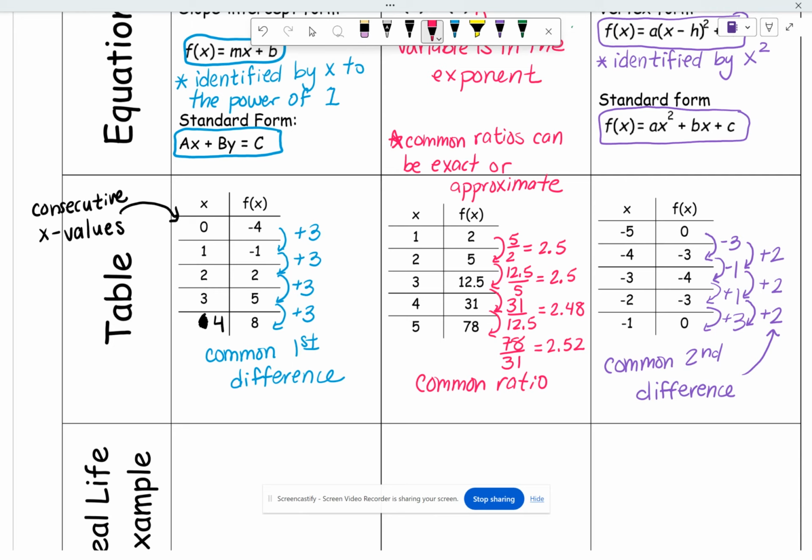All right, so when given the table, you're going to analyze the Y column to find out if they have the common first difference. If yes, it's linear. Common second difference? If yes, it's quadratic. Common ratio? If yes, it's exponential.